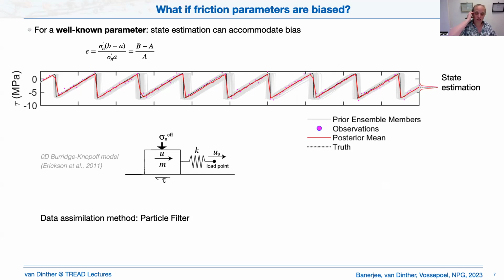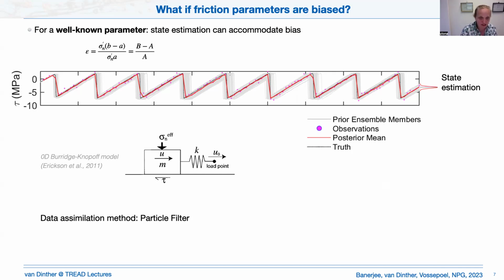So Arundhati Banerjee did a study on that. So what if these friction parameters are biased? Can we estimate these friction parameters along with estimating the stress? So she found that if you have a well-known parameter for the friction, so in ideal cases that we see in laboratory experiments, the state estimation can accommodate this bias through a variety of tricks. So this is even the state estimation just itself, just from the errors that we have in the system on the model error and the measurement error.